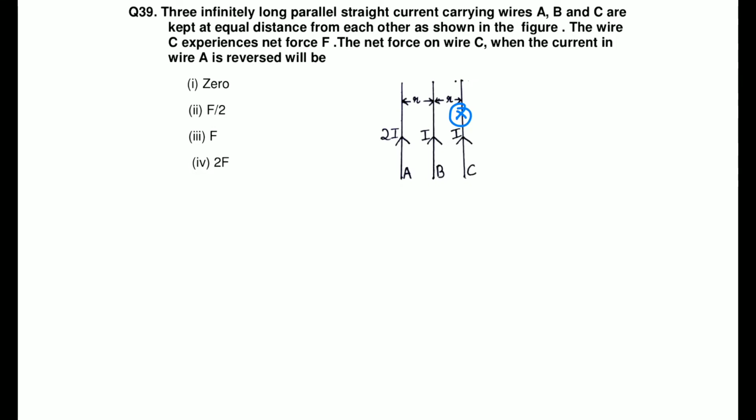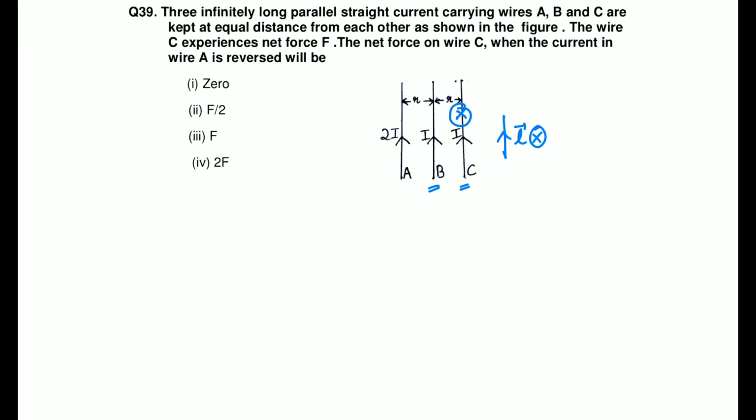I'm strictly talking about the B wire here. Because of the current flowing in your B wire, the magnetic field is going inside the board at your wire C. Also the current is flowing in that direction, that is, your length vector will be in that direction, and the magnetic field is inside. So, you can use Fleming's left hand rule or the right hand thumb rule to find the direction of force that is going to be experienced by this wire C.